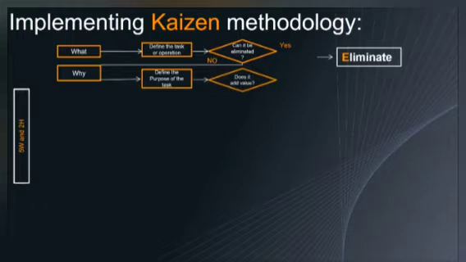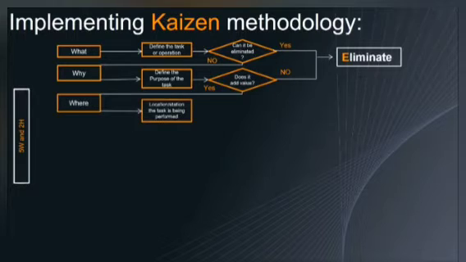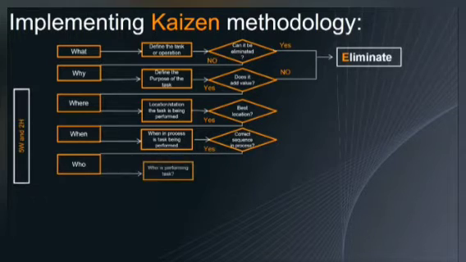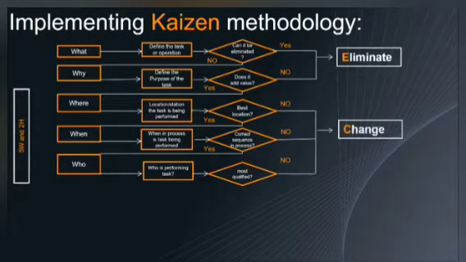Does it add value? If no, then eliminate. If yes, ask where, and if it is in the best location, ask when, or when the task is being performed. If it is in correct sequence, then ask who, or who is performing the task. If that person is not qualified for the task, then change. Same as to the location and process. If it answers no, then change as well.